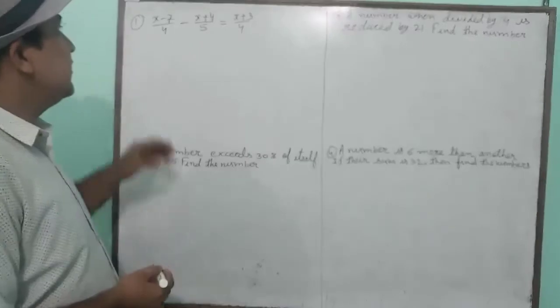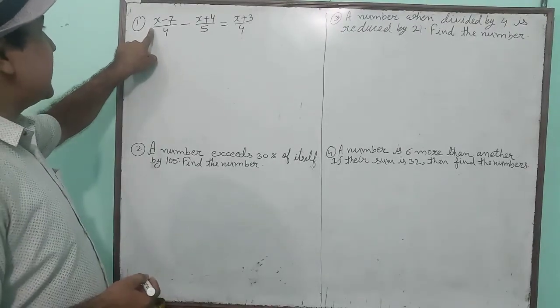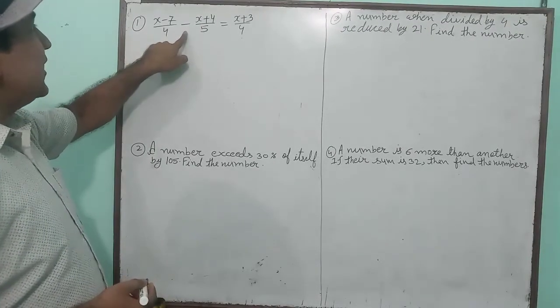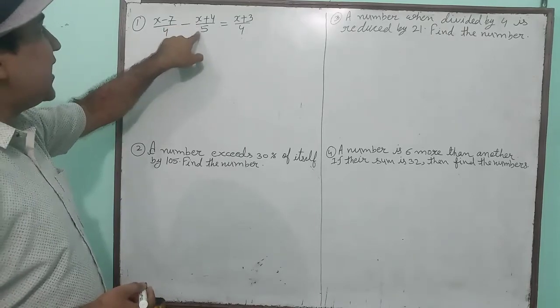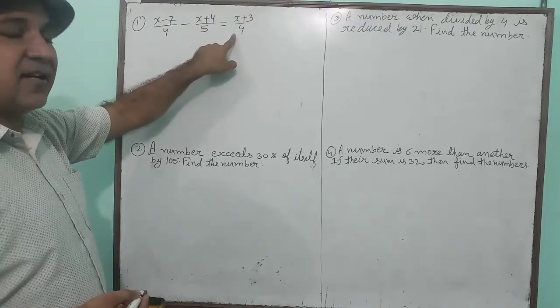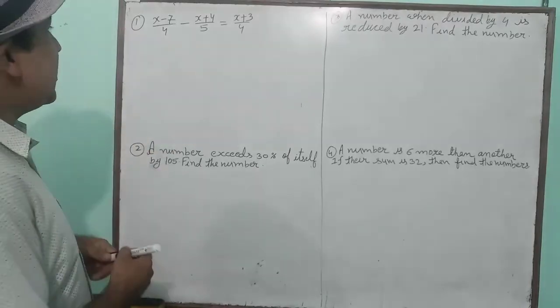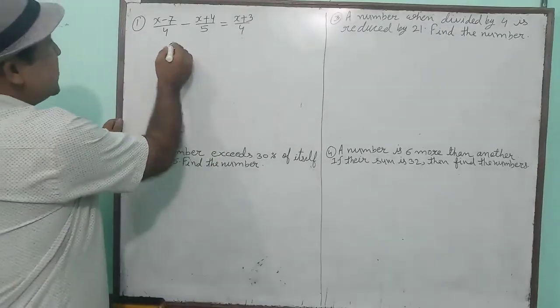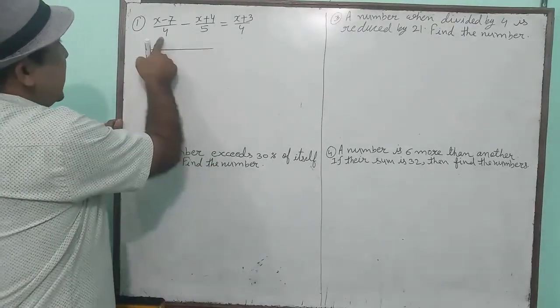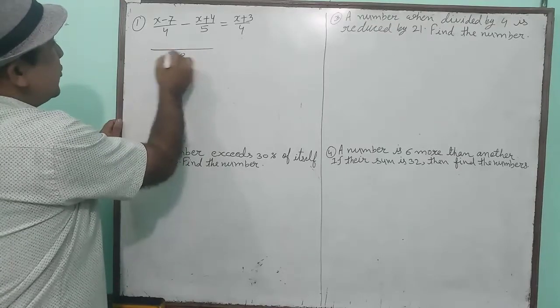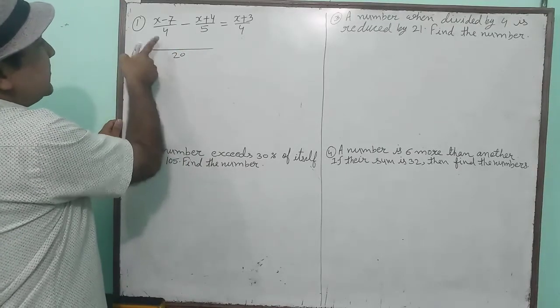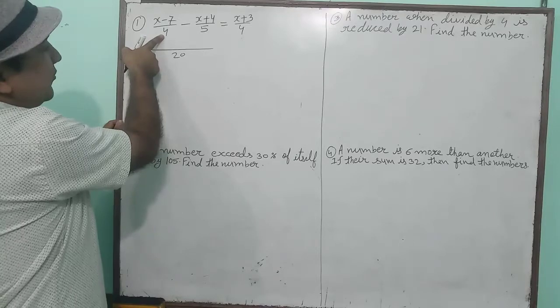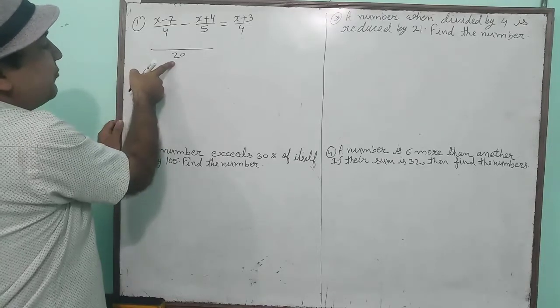So see here, the first question is (x minus 7) upon 4 minus (x plus 4) upon 5 is equal to (x plus 3) upon 4. So see how to solve it. Children, first we will take the LCM here. LCM of 4 and 5 is 20. Now this LCM will be divided by 4.